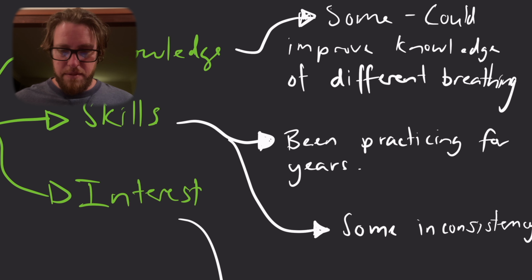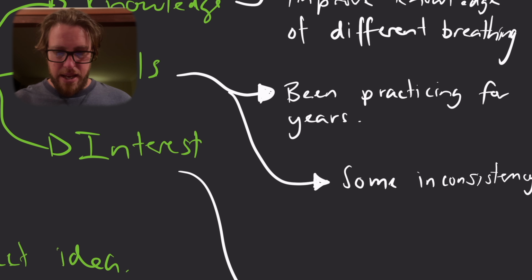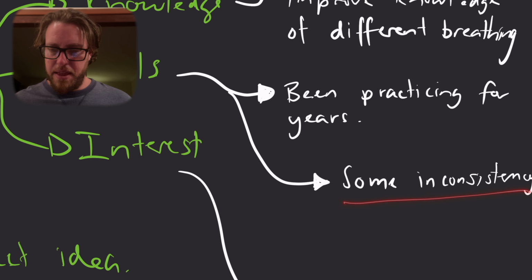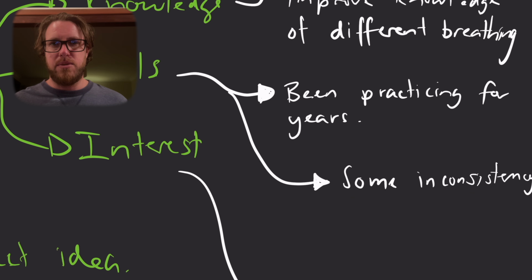Assess my skills. I've been practicing breathwork for years, so I do have quite a lot of skills in this area. So that's probably going to be fairly easily covered for this project. And under skills, I also wrote that there is some inconsistency with my skills. Obviously, I'm not an absolute expert on this. There's things that I don't know. So I just wrote some inconsistency there. That's telling me that there may be some things that I need to learn along the way while I'm doing this project.